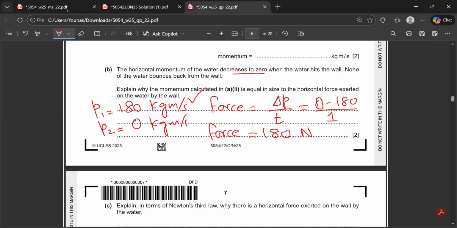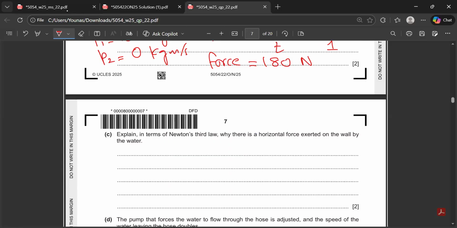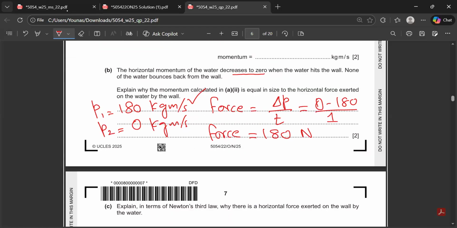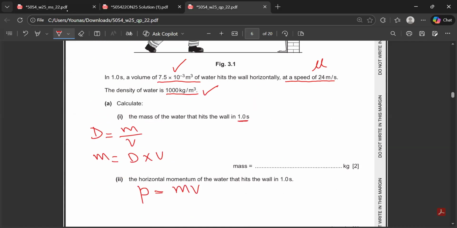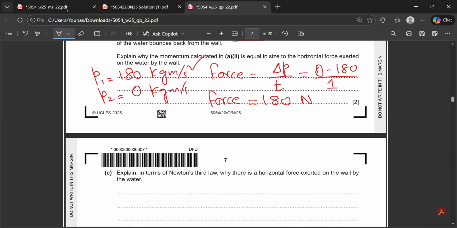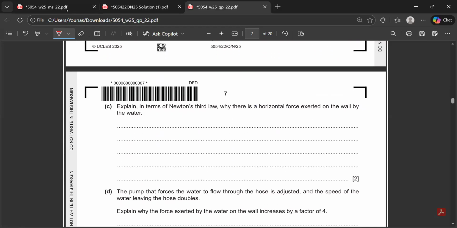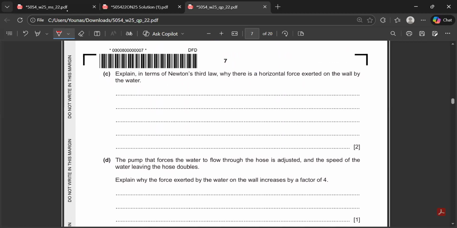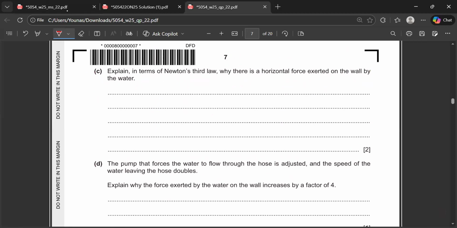So let's go to the next part. We are on question number 3, and we are done with the B part, and now we are on the C part. In the C part, he says, explain in terms of Newton's third law why there is a horizontal force exerted on the wall by the water.